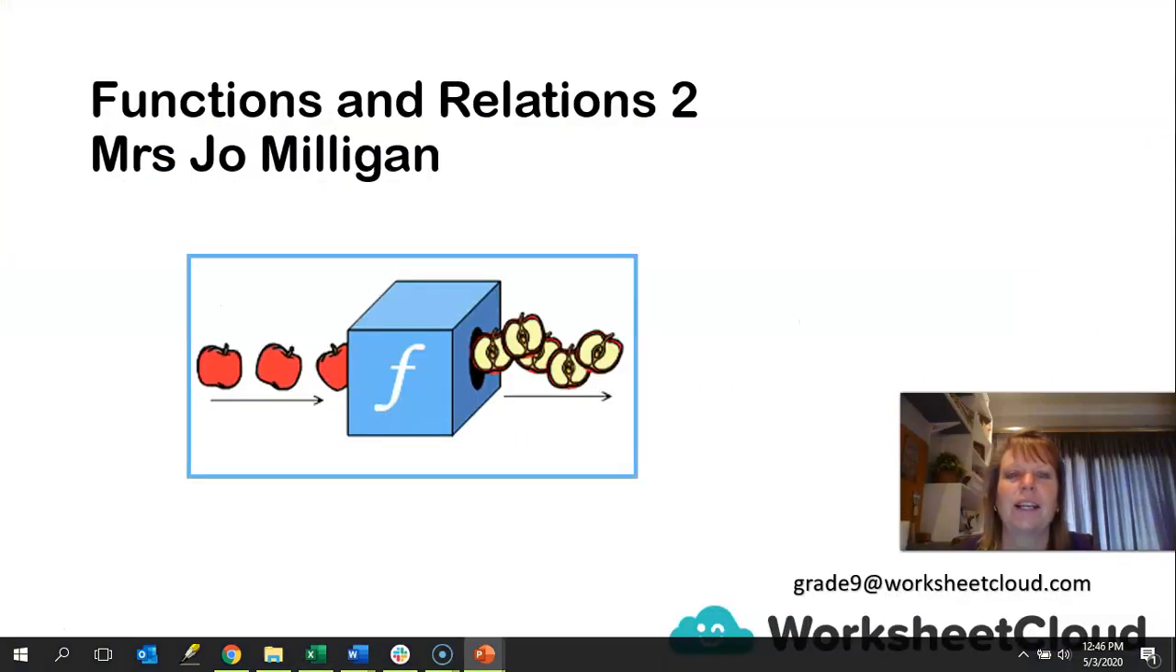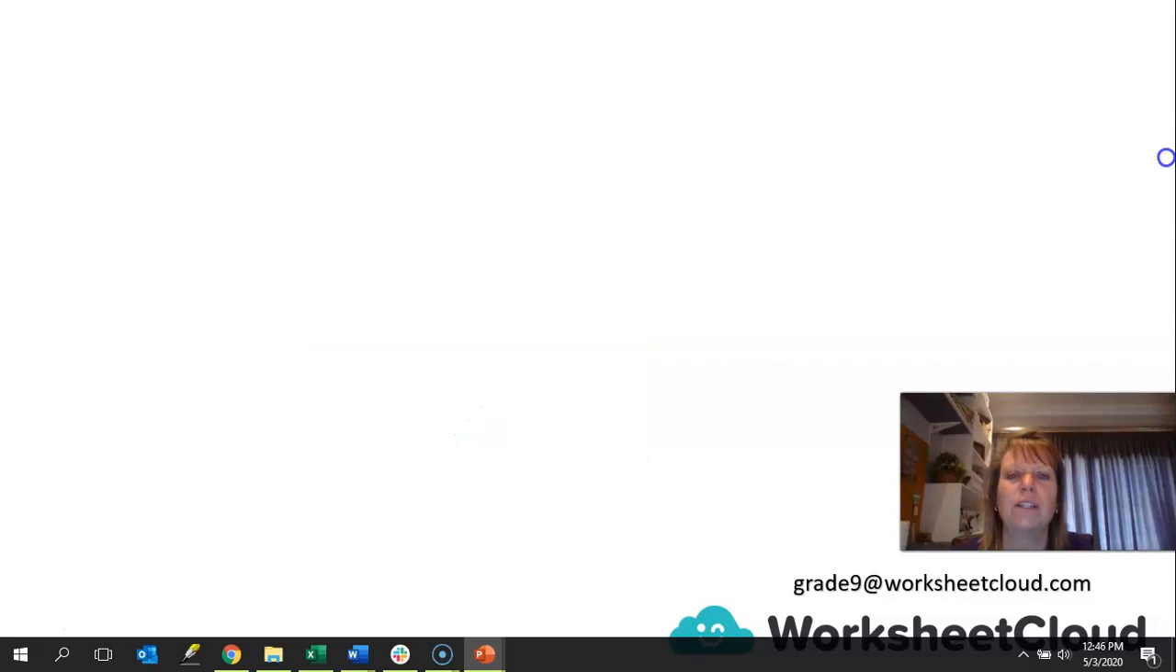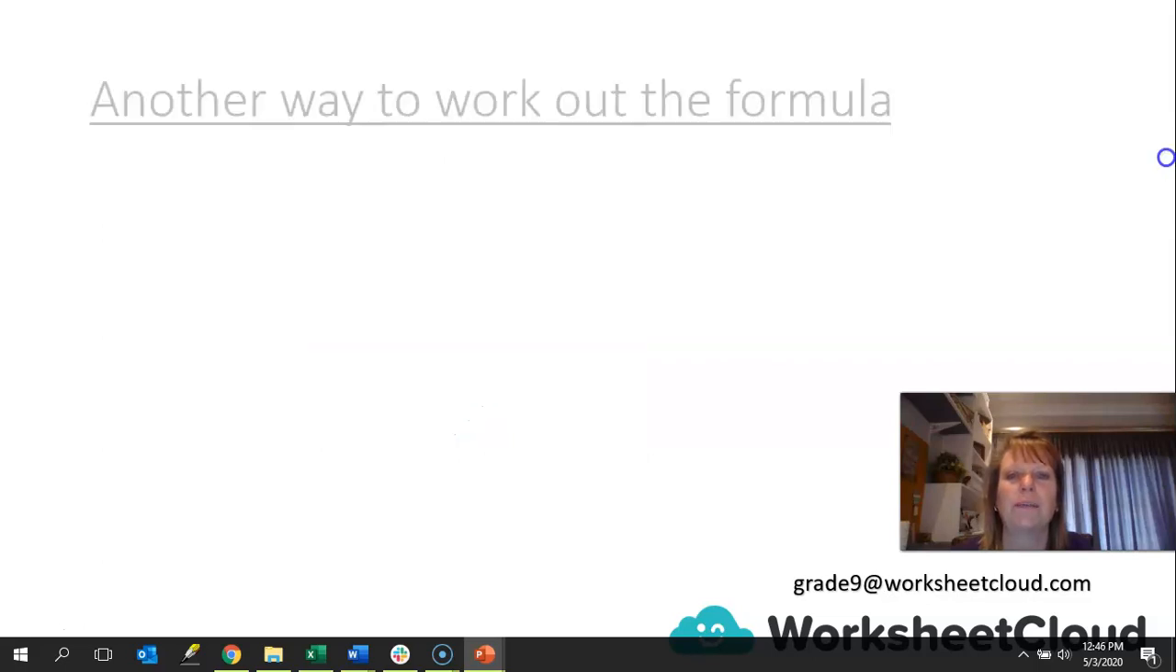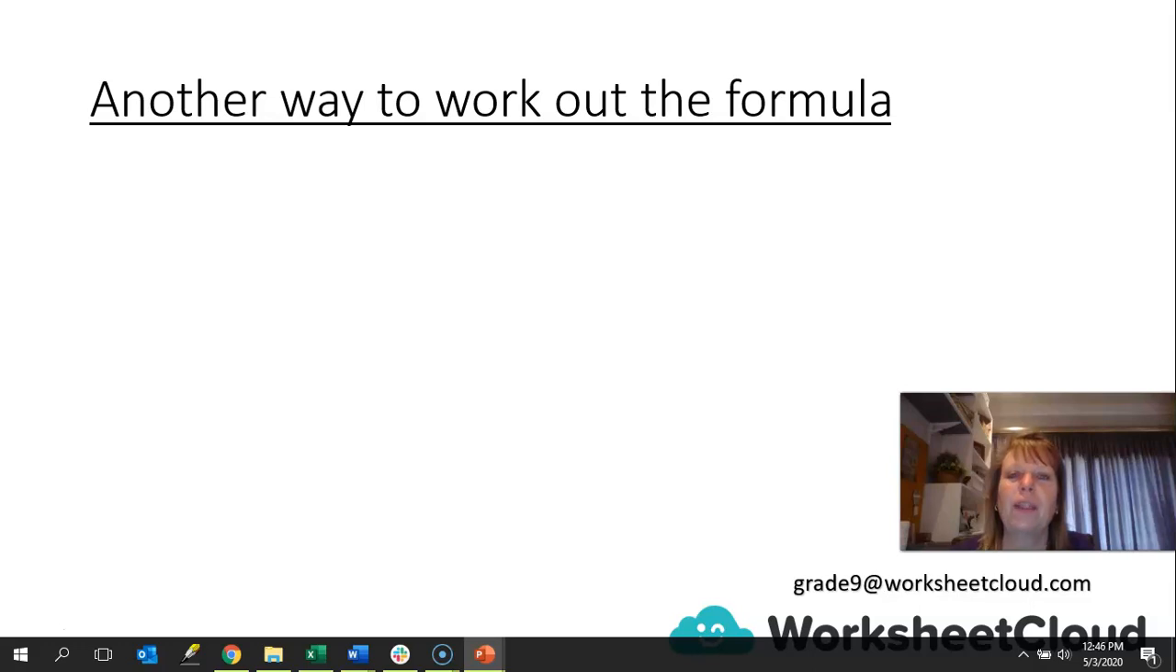Right, as you can see, it's our lesson 2 in Functions and Relations. Let's have a look at what it holds for us. Okay, I found another way for you to work out the formula. This is actually the way to work out the formula.